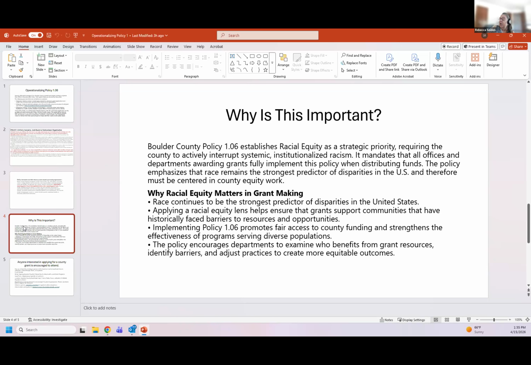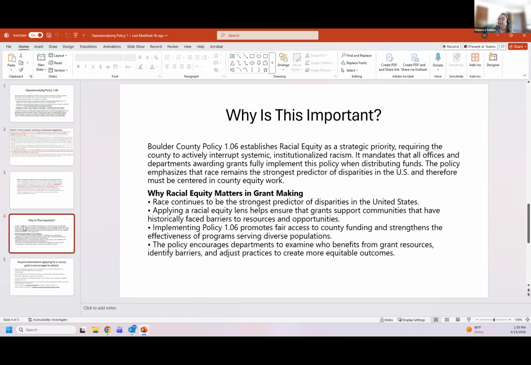It mandates that all offices and departments awarding grants fully implement this policy when distributing funds. The policy emphasizes that race remains the strongest predictor of disparities in the U.S. and therefore must be centered in county equity work. So why does it matter in grant making? Race continues to be the strongest predictor of disparities in the United States.